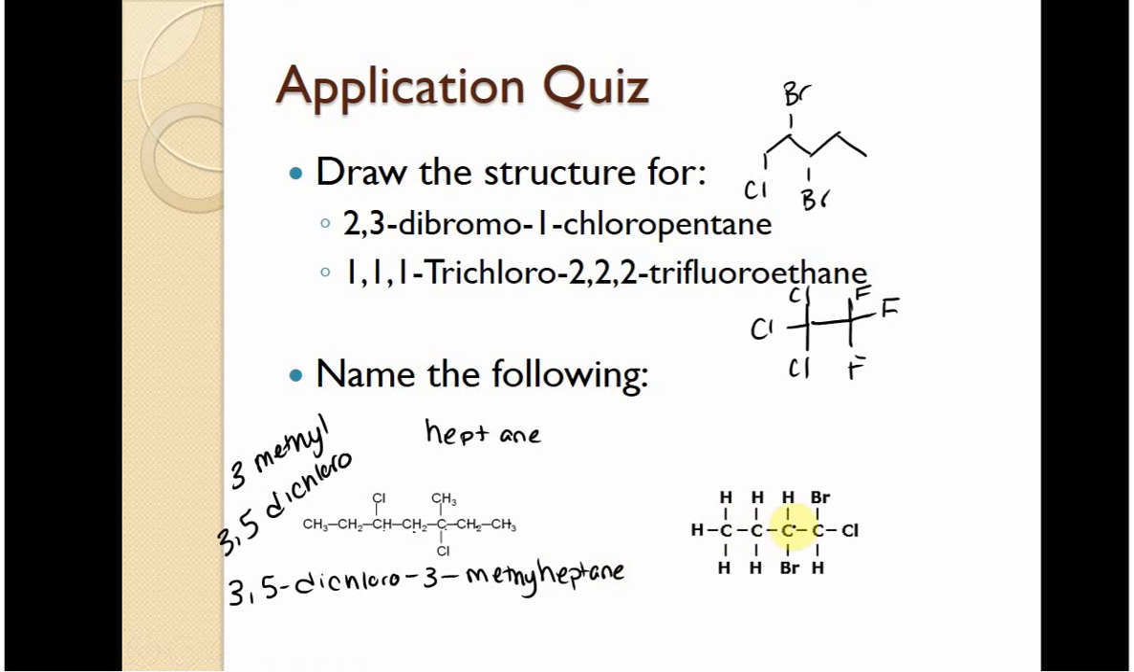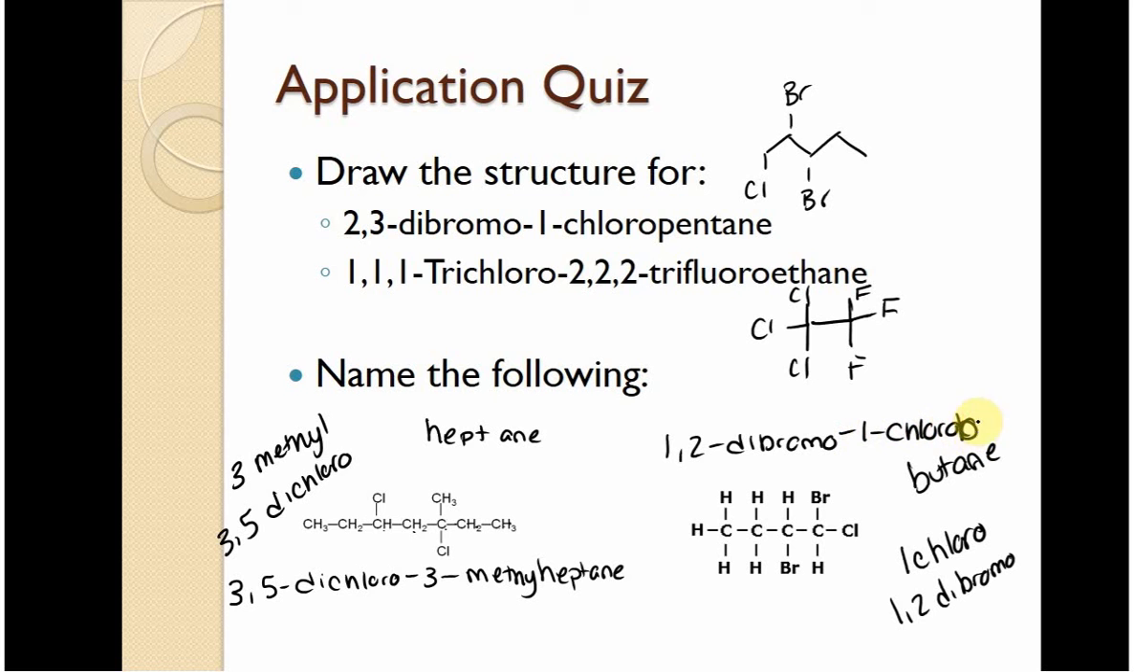Here, 1, 2, 3, 4, that's 4. So it's bute, all single bonds, so it's an ane. I have 1-chloro, 1,2-dibromo. Putting it in alphabetical order, B comes before C. So this is going to be 1,2-dibromo-1-chlorobutane. Okay?